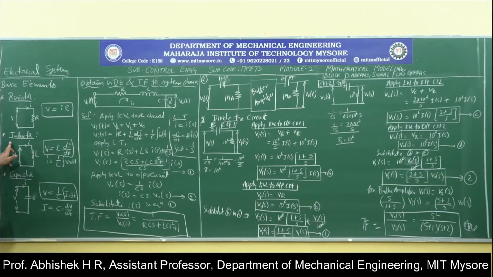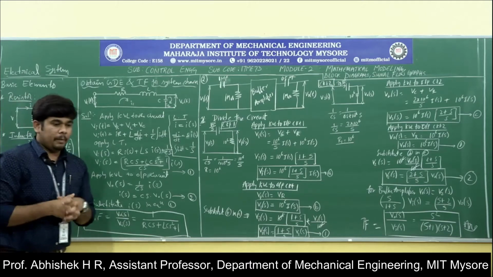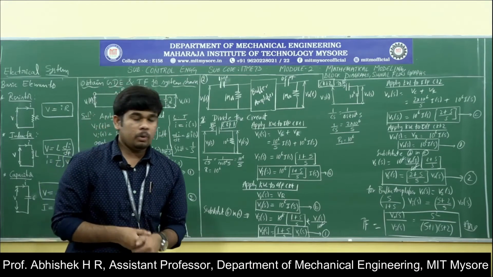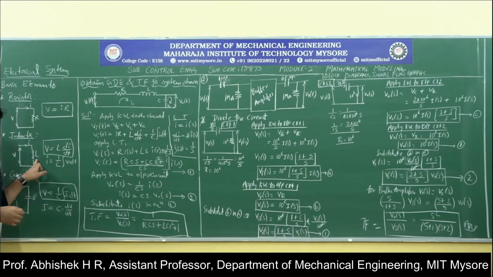Then we have an inductor. In an electric circuit, the current flowing through a conductor is I, and we have an inductance L. An inductor stores energy in the form of a magnetic field. The letter denoted for it in the circuit is L, and the expression for the inductance is V equals L into di by dt. If I want the current only, it is 1 by L, the integral of V into dt.